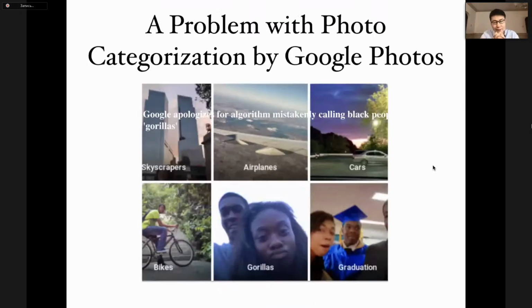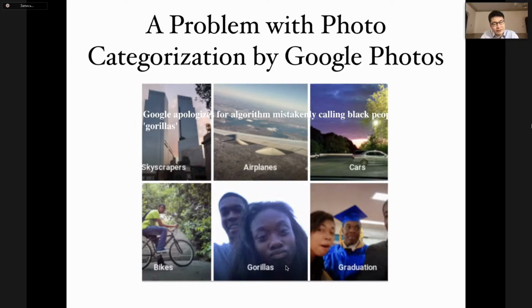Let's start with some well-known problems in machine learning and artificial intelligence. Here you can see an example. In 2015, Google released the Google Photos application, used for photo categorization. Here you can see, this is an airplane, a car, a bike, and so on. Unfortunately, there was a huge mistake, because African Americans were labeled as gorillas. This is a big issue. For human beings it's very easy to do this classification, but for machines it seemed to be very difficult.